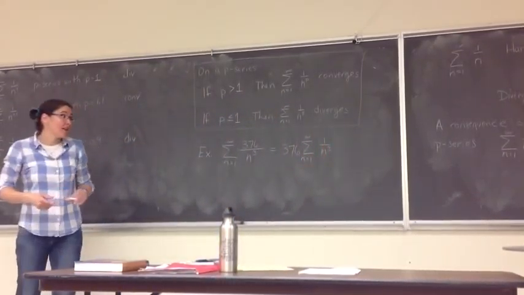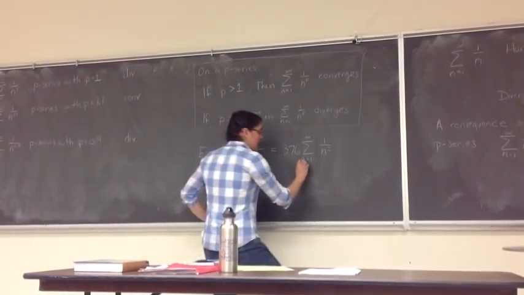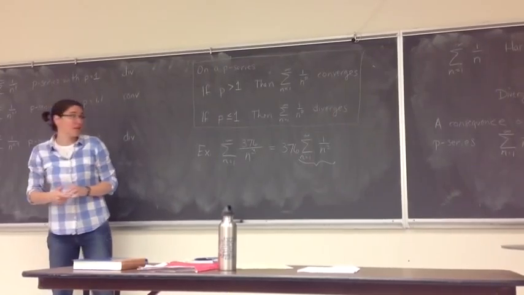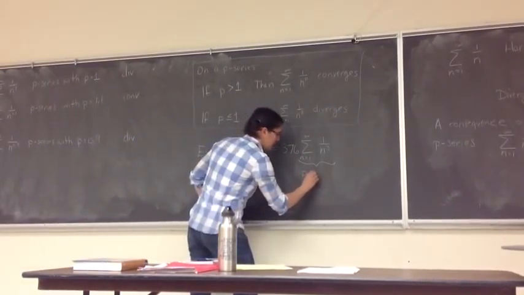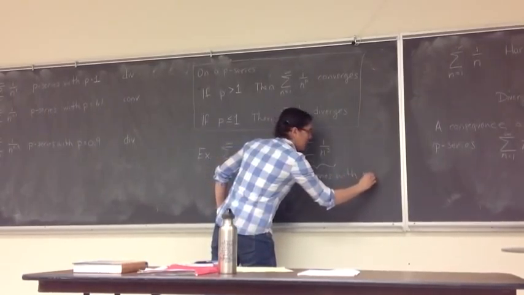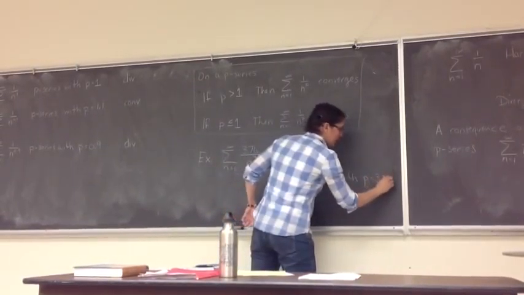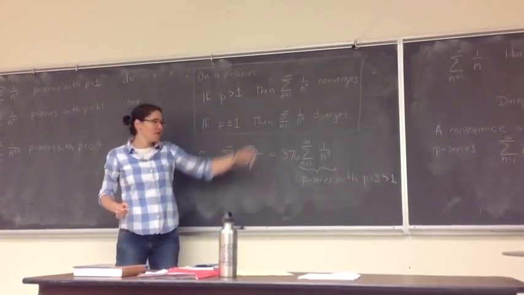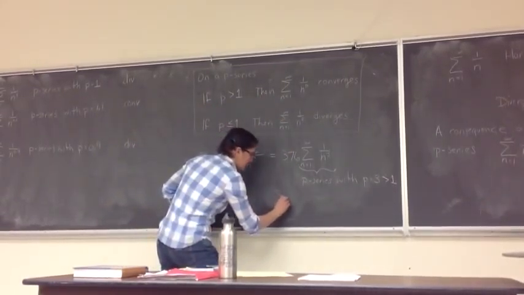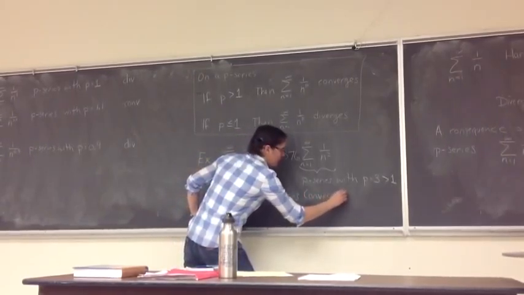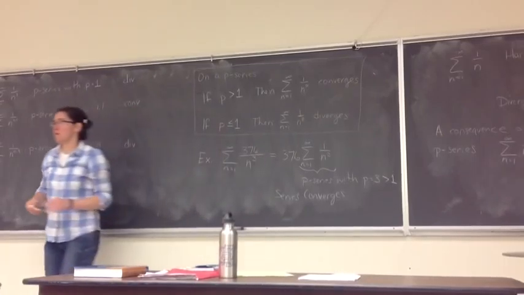And as soon as I write that down, then this part right here, the sum of 1 over n to the third, this is a p-series with p equal to 3, and 3 is certainly greater than 1, and so our series converges. And that's way quicker than doing an integral test.